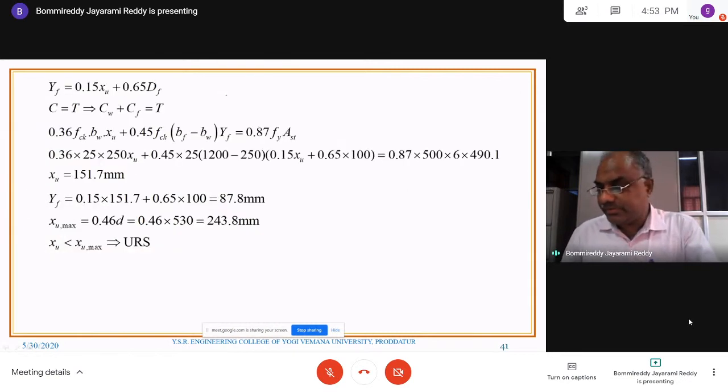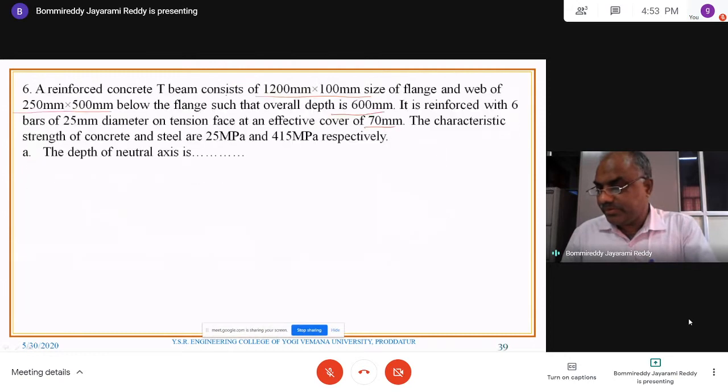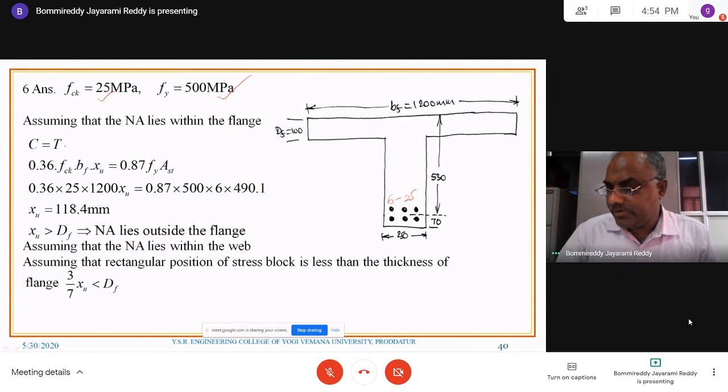Now the question is, the depth of neutral axis. So what is the depth of the neutral axis? Depth of the neutral axis means naturally C is equal to T. What will you assume? Normally when the reinforcement is more, it will be lying in the web portion. But if you want, you can also check whether it is in the web or in the flange.